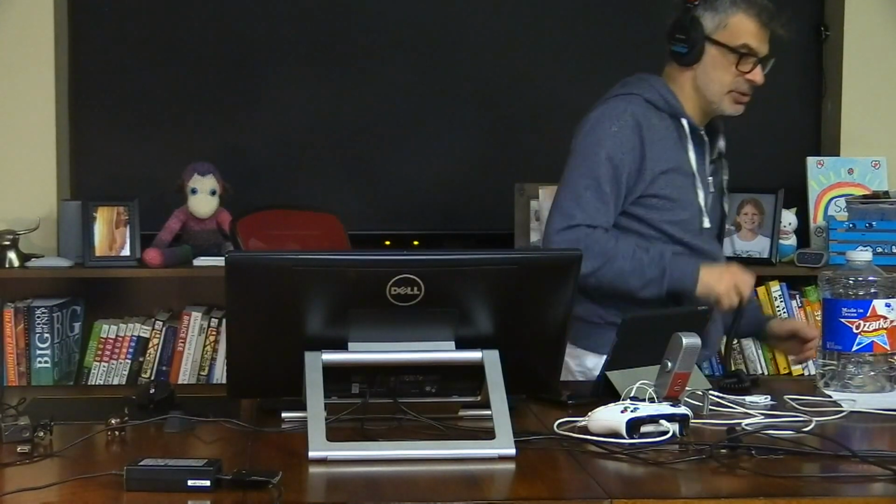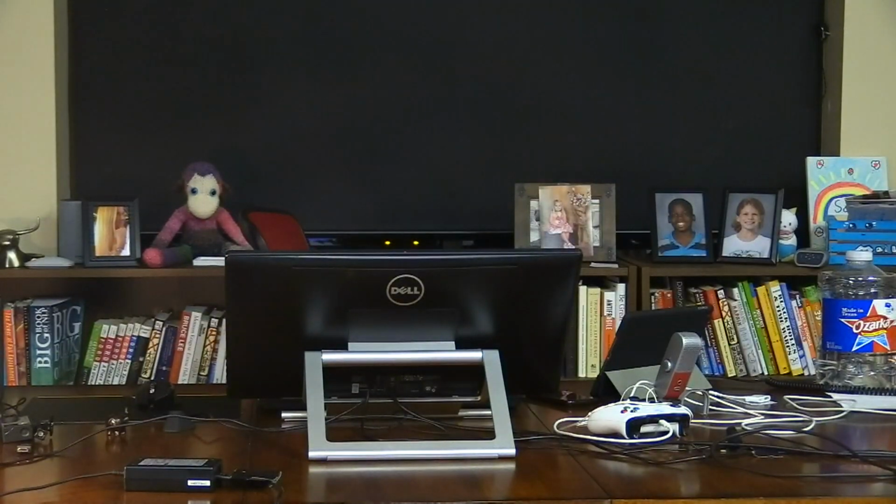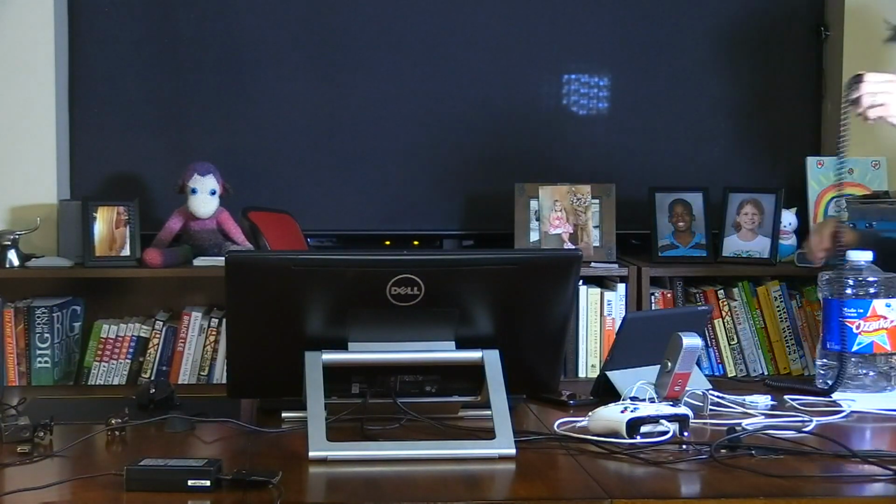I'm going to turn on a light or two, shed some light on the subject. See if we can get this going. Yeah, I mean, it was pretty dark right there, wasn't it? It's like I was sitting in the shadows.